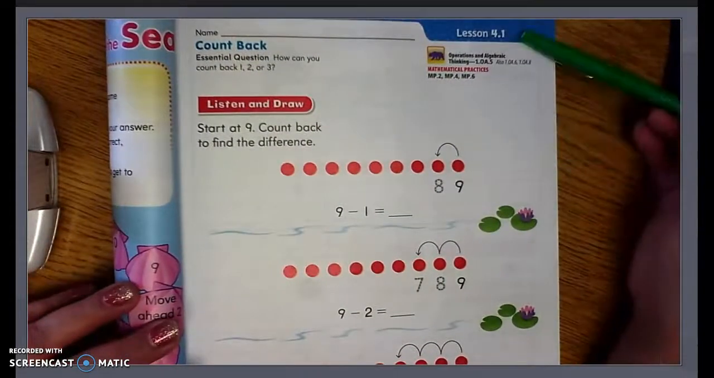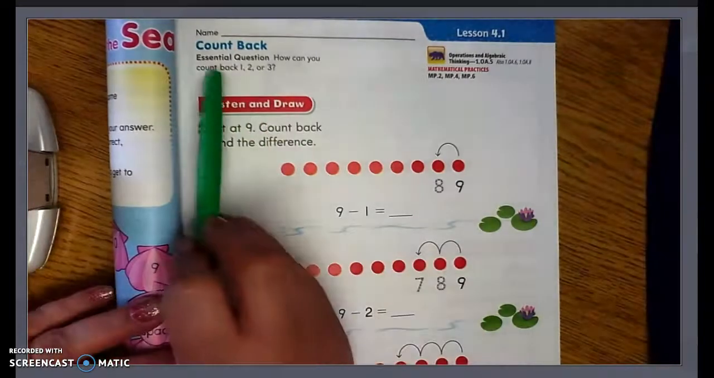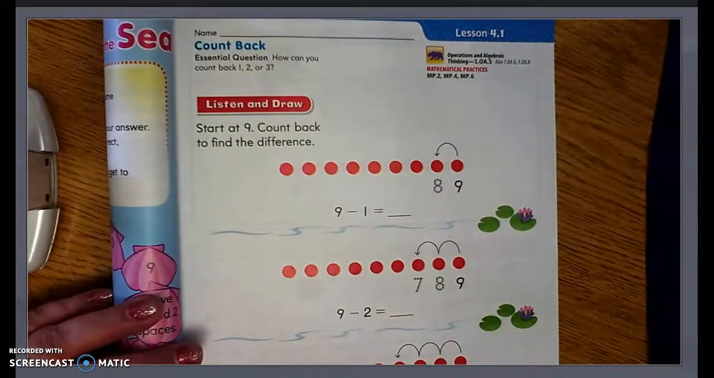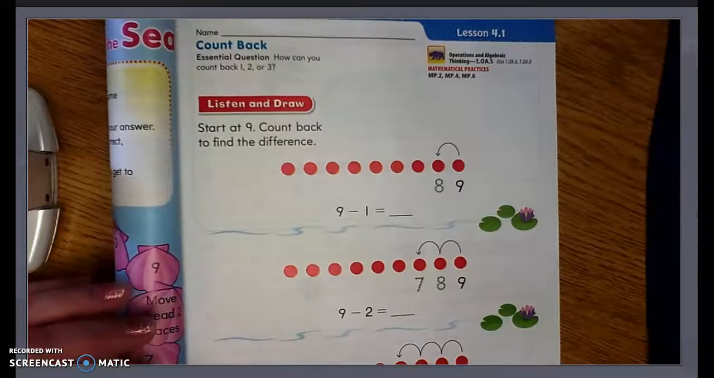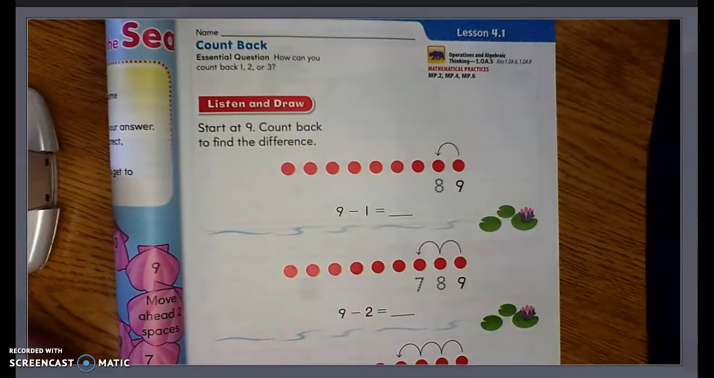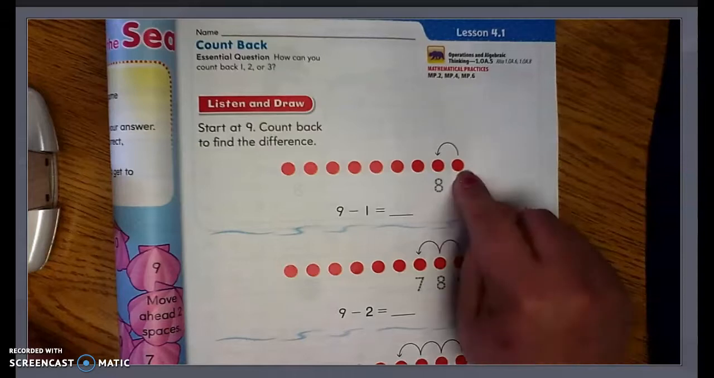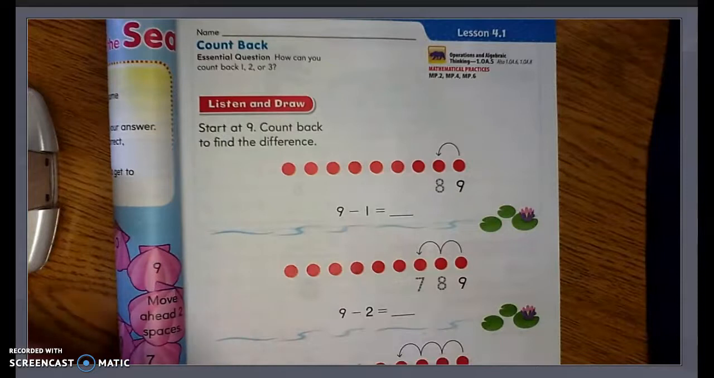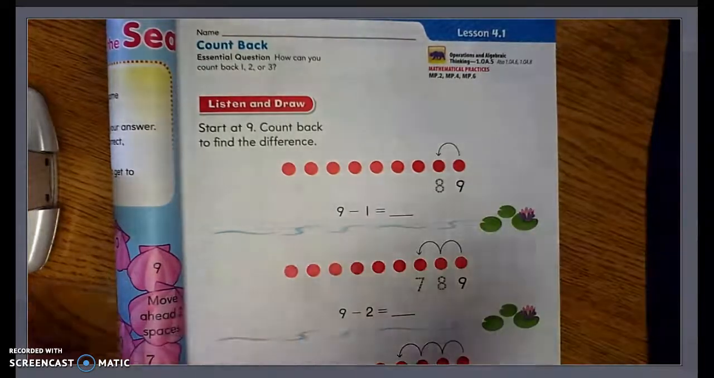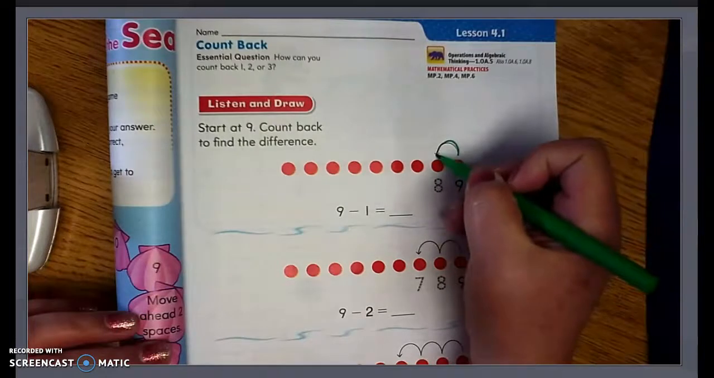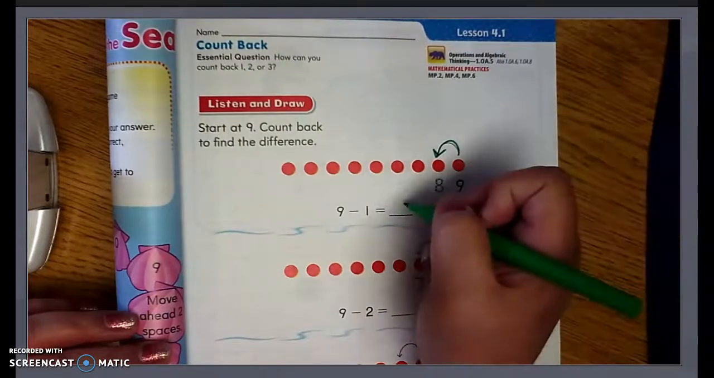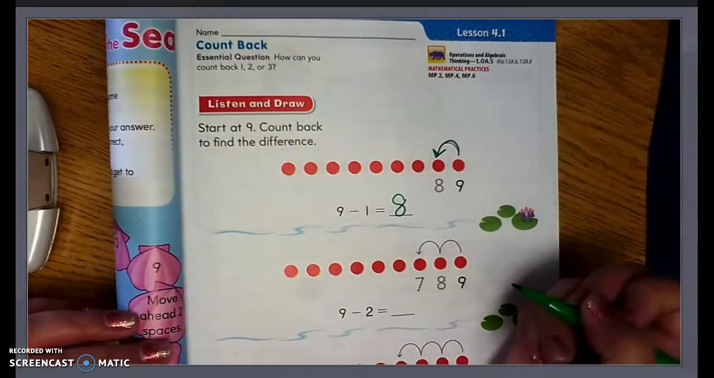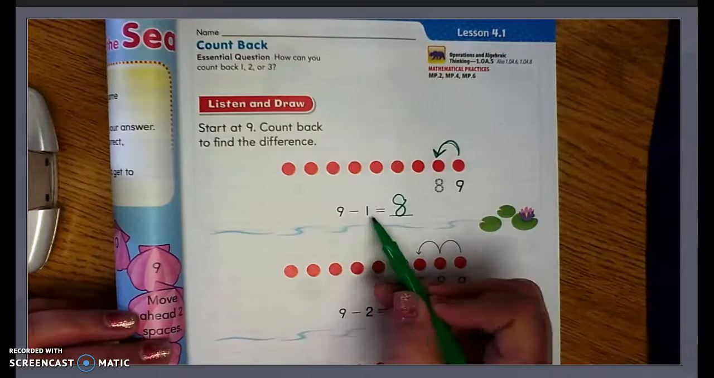Alright, so this is lesson 4.1 and this is counting back. So the essential question is, how can you count back 1, 2, or 3? So in the picture we see that we are starting at 9. So we are starting at 9 and we are going to count back by 1. So we're counting back 1. So if we count back 1, the answer is 8. So 9 minus 1 is 8.